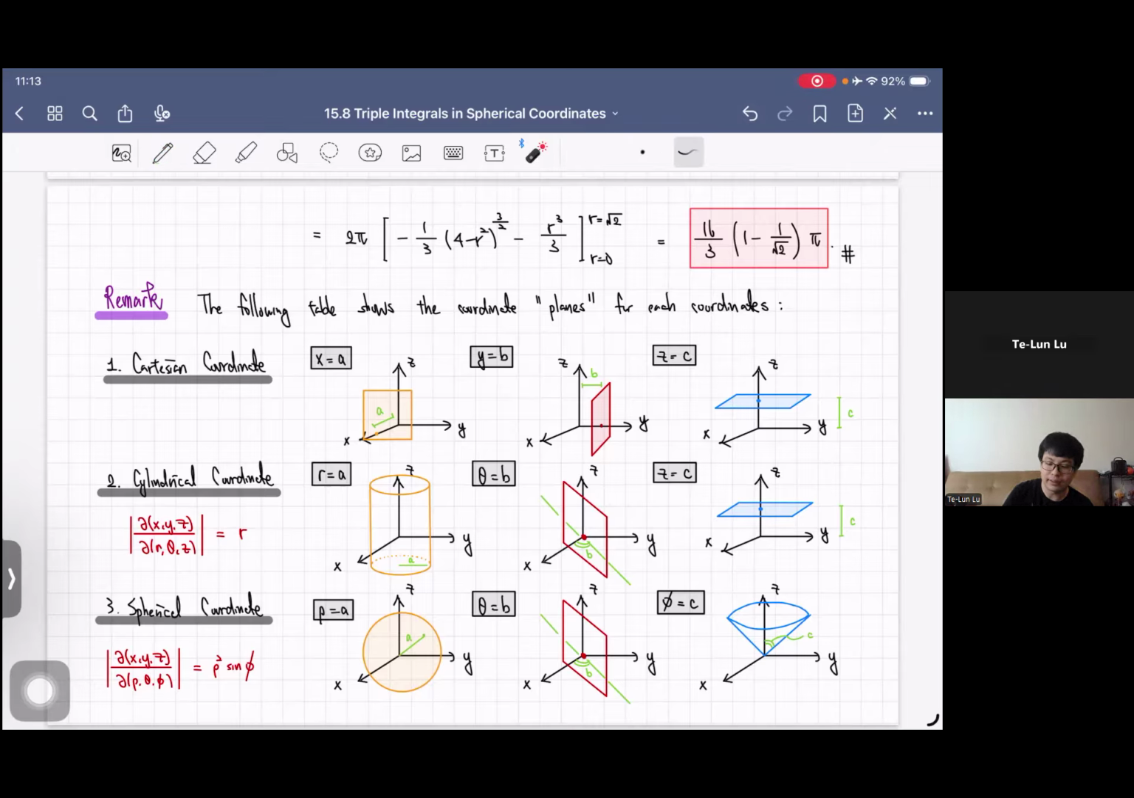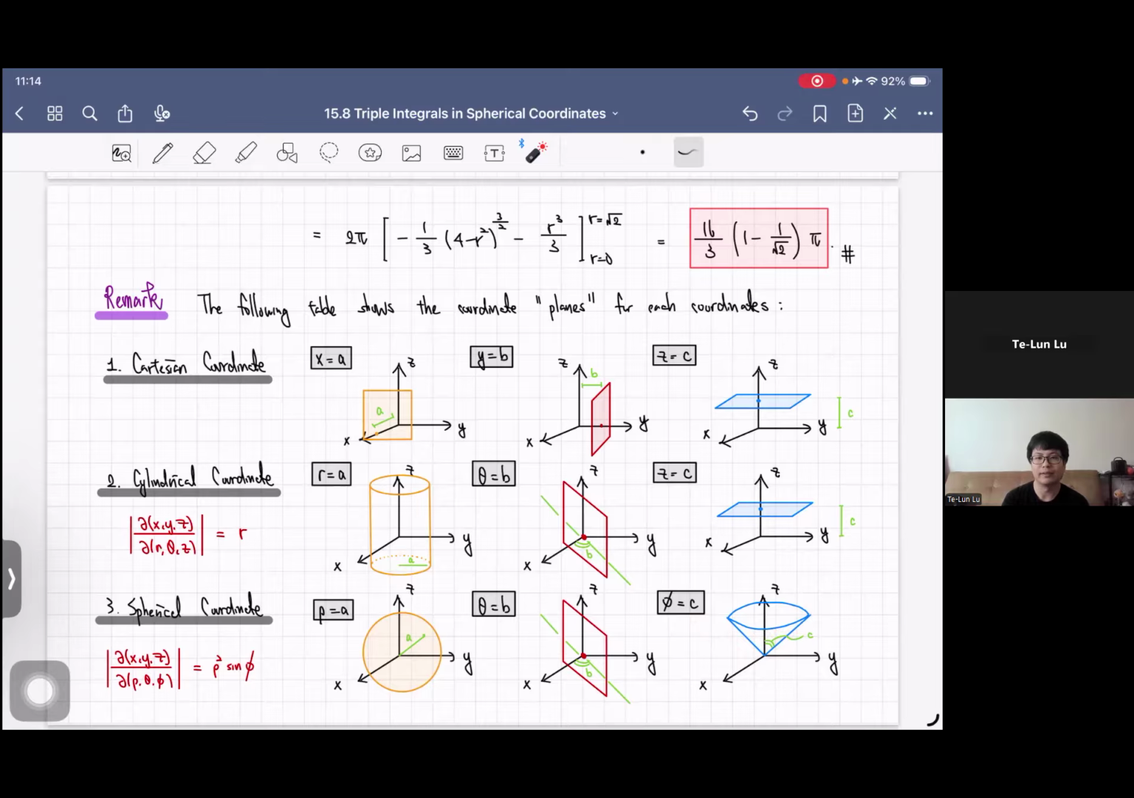And similarly, theta is the exact same thing as in the cylindrical coordinates. So the coordinate plane theta equals b is basically, again, a slanted plane, which cuts an angle of b from the positive x-axis. As we mentioned, the coordinate surface for the polar angle phi equals c is basically a cone, where every point shares the same polar angle phi. Okay, so those are the different coordinate surfaces with respect to the different coordinates.